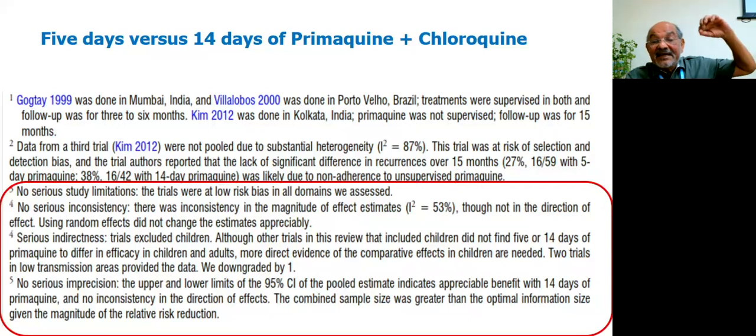But they said there's serious indirectness. None of these studies included children, right? So we need more direct evidence on 14 days versus 5 in children. So some uncertainty regarding children, we downgraded by 1. But if you're interested only in adults, then it's high certainty evidence. So if you describe this, people can then understand what it means.